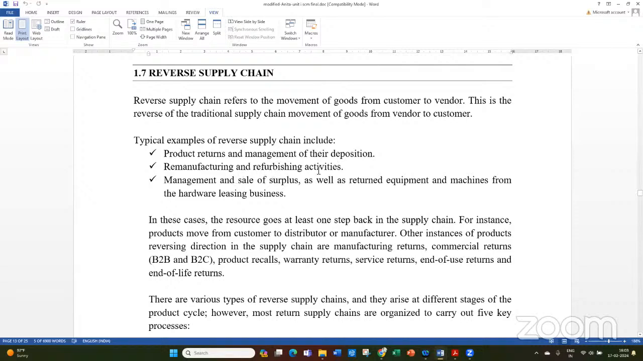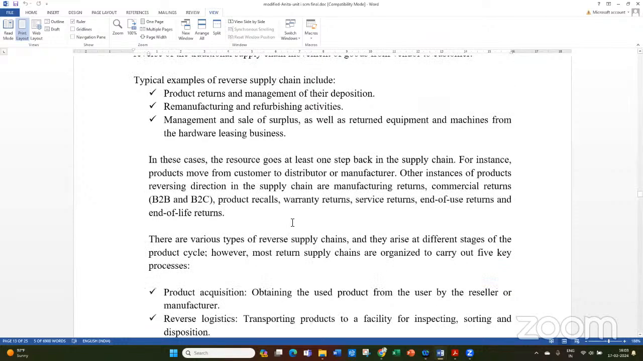Remanufacturing of this, and the remanufacture cost will be high. In this case, the resource goes at least one step back for the products reversing from the customer.